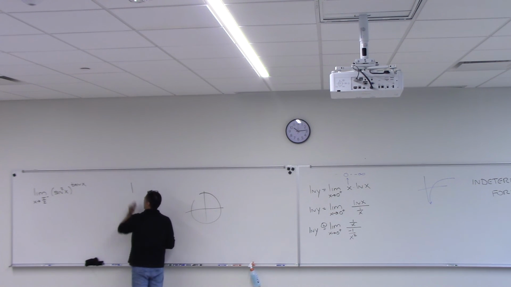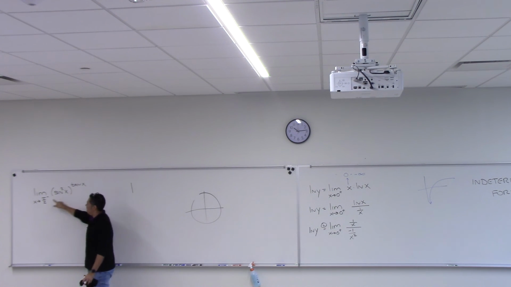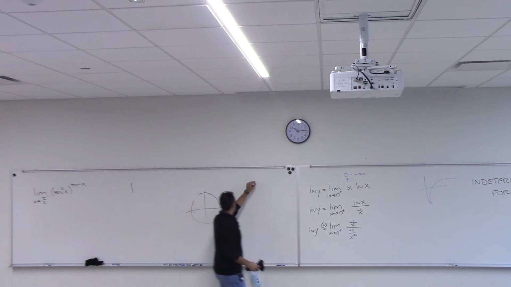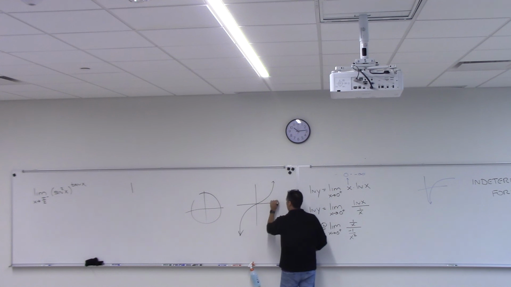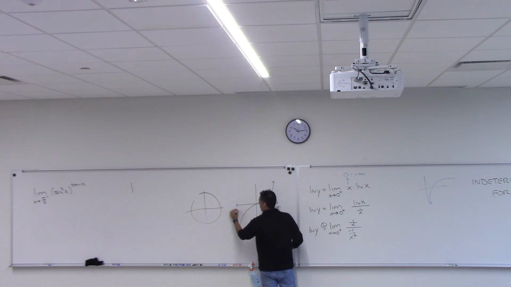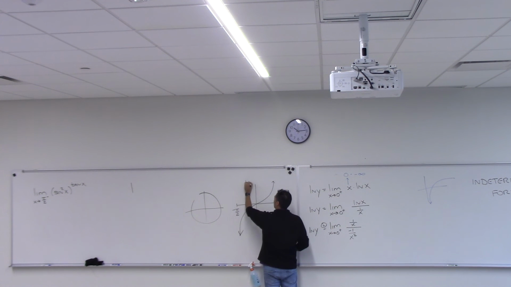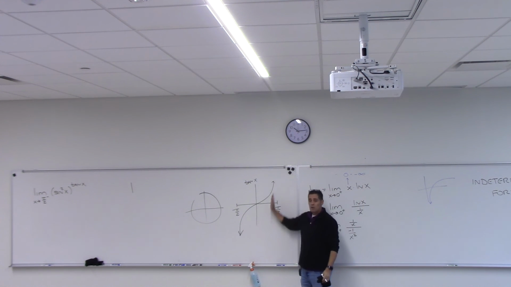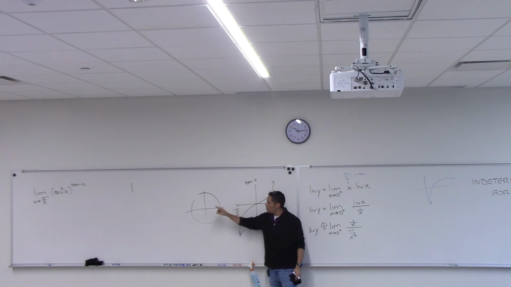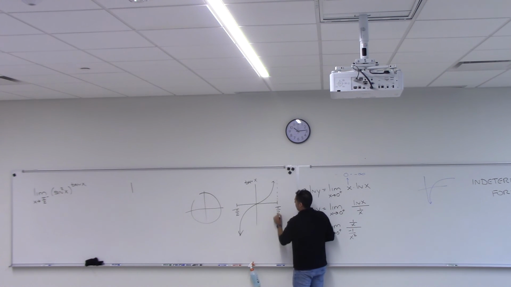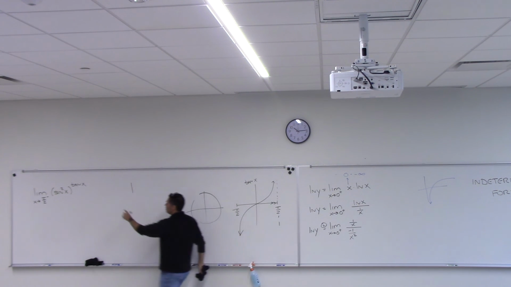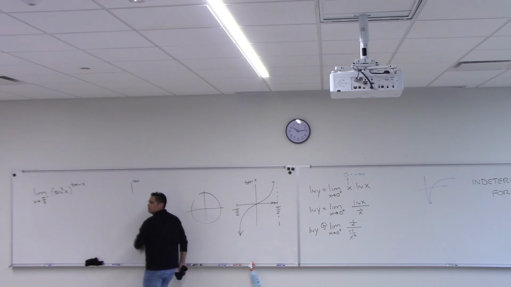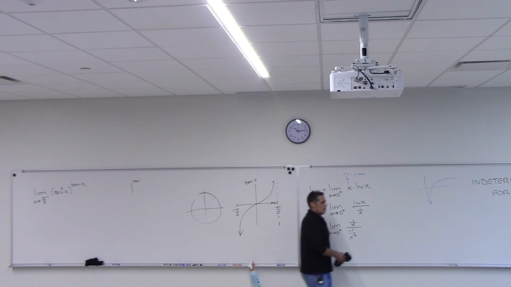So you have 1 raised to the, now what is tangent of pi over 2? As you approach, hold on. Here's what the tangent function looks like, with pi over 2 and negative pi over 2. This is tangent of x. You have vertical asymptotes at pi over 2 and negative pi over 2. We are approaching pi over 2 from the left, so it's headed to infinity. So this top part is headed to infinity. Yes or no? Yes. Okay, so we have a problem.